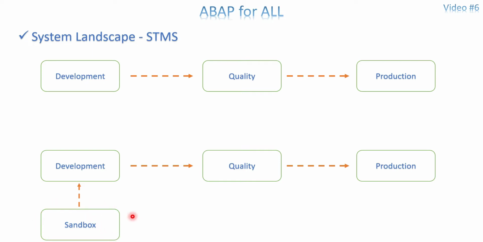Once they are good with the POC, and they want to develop it as an object and move it to production, then it comes to development. So this is also a landscape, a different landscape. Okay, so I hope you understand.